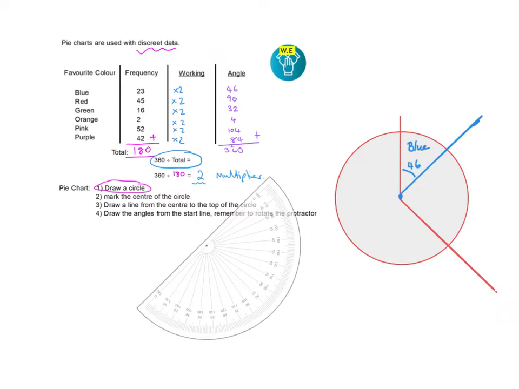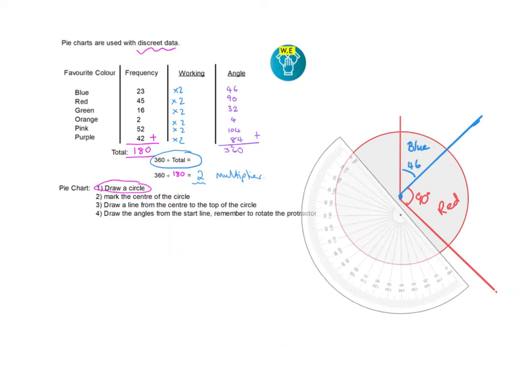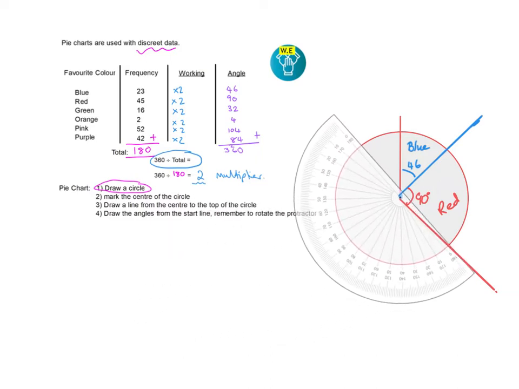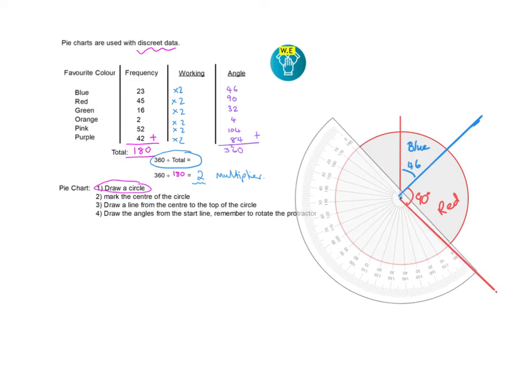It's quite fiddly on the iPad, but we're having a go. So that should be 90 degrees, which is red, and then we're going to continue rotating the protractor around, making sure it's all lined up with the centre point and the 0, where my lines don't all match in the middle. And we want to make sure that we are measuring 32 for the next one, which is green.